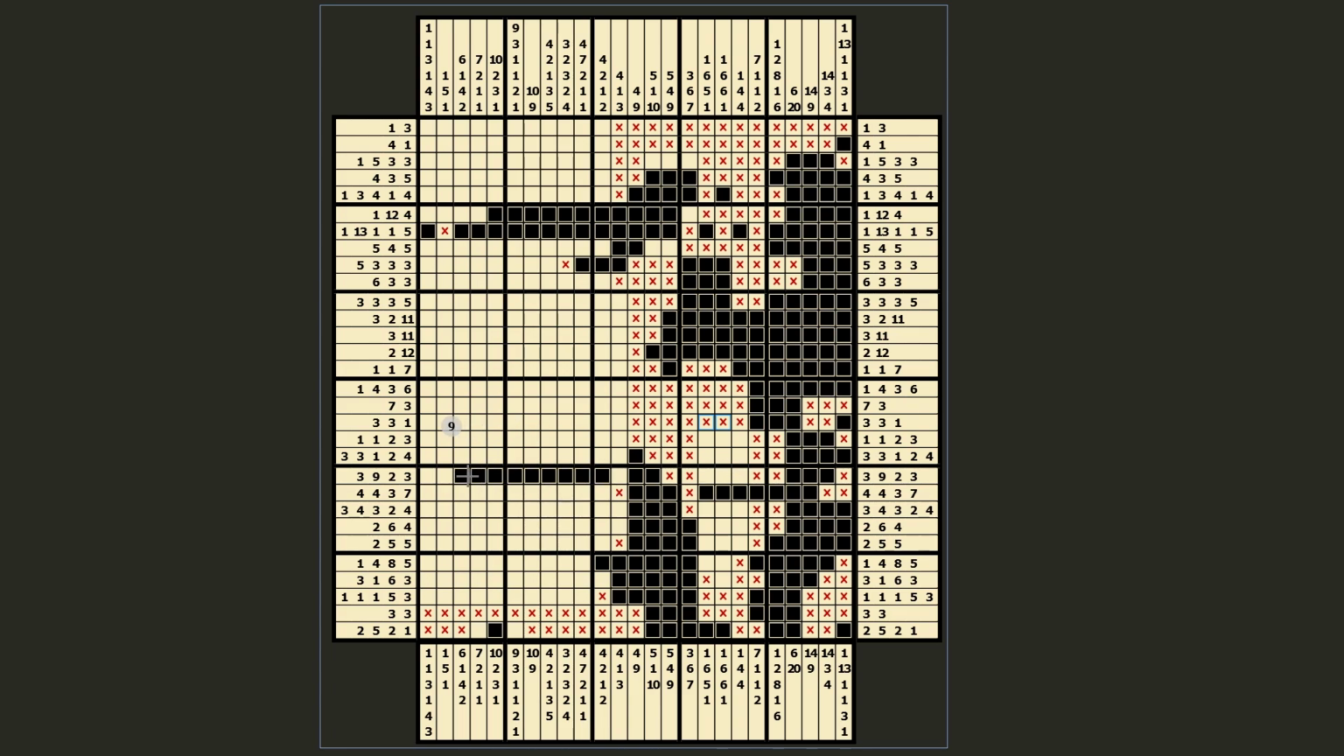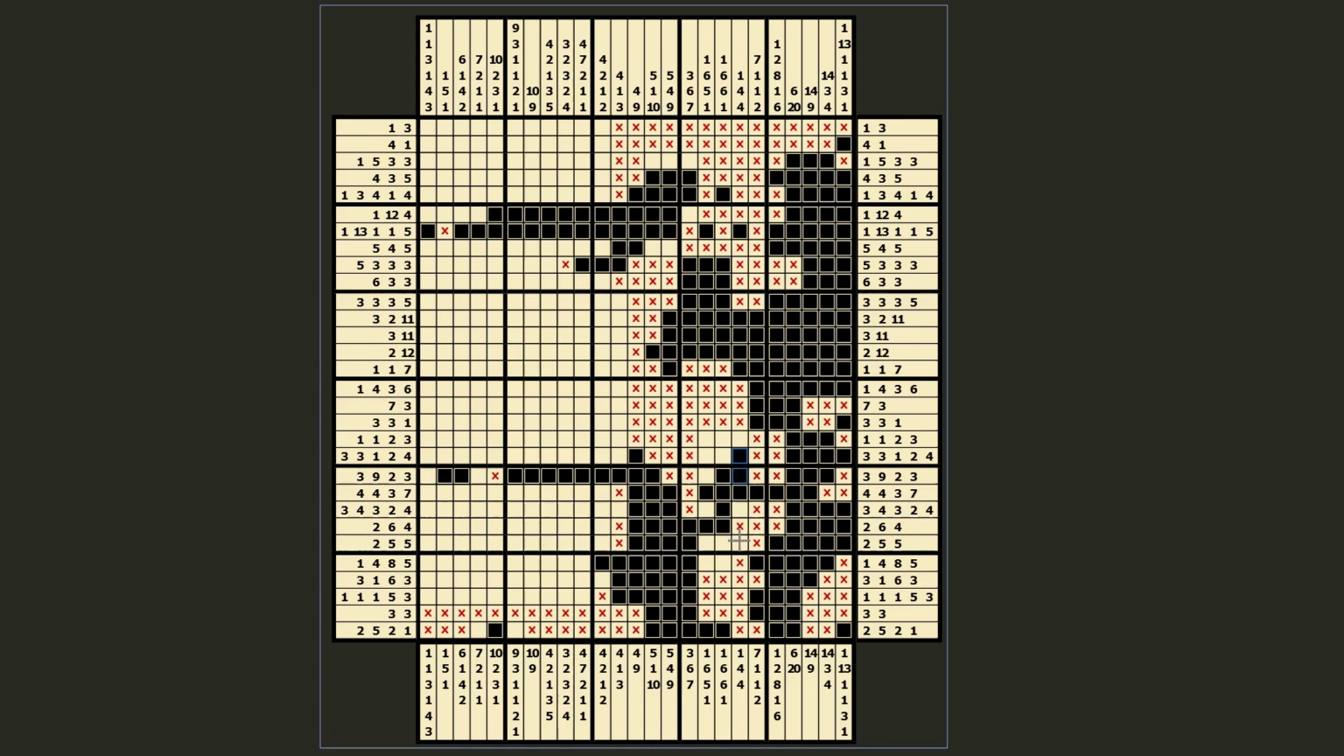2, 9. Yeah, 2, 9. 3, 9, 2 being here does not fit, which means this is the 9. And there's a 3 over here. And this is the 2. So extend this 6 like that. Block that off. This is the 6.